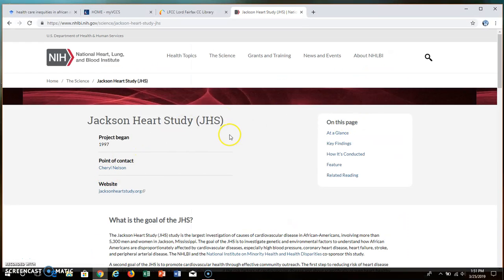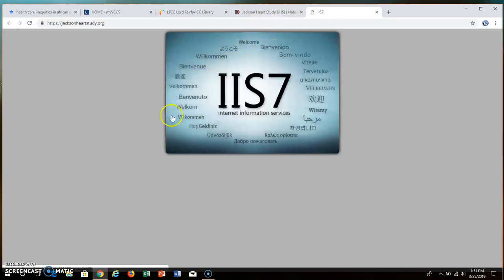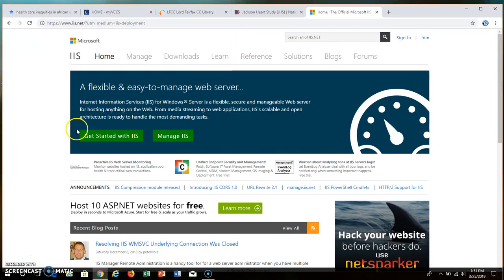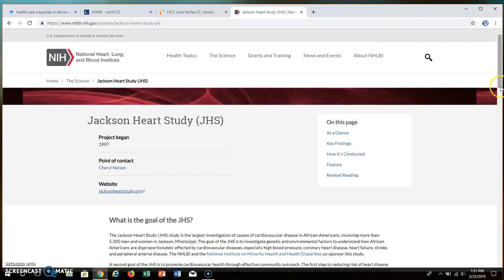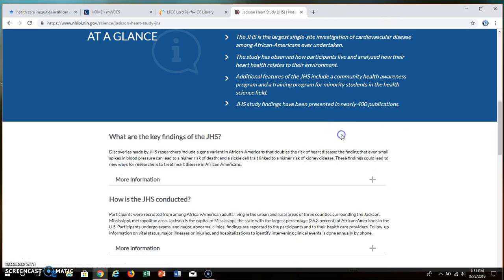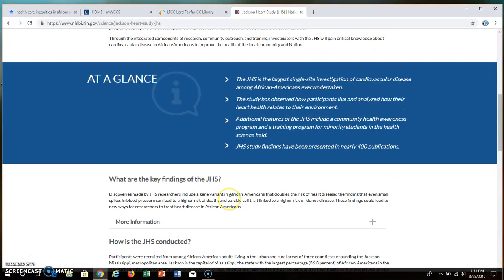One of the studies they did was the Jackson Heart Study. The project began in 1997, and the goal was to see the causes of disease in African Americans, involving men specifically. I'll be looking at the data to see if they have any more recent data.